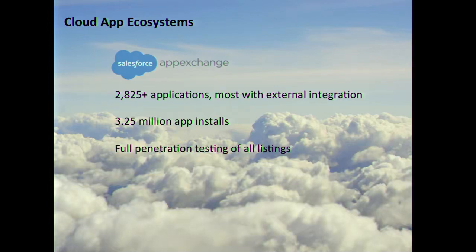That's the team that I work with to secure. And we have about 3,000 applications. I haven't pulled the numbers recently, but when I wrote these slides, it was just over 2,800, so I'm guessing we're close to 3,000 now. Most of them do integrate with external systems, just like consumer app marketplaces. We've had 3.25 million app installs, probably close to 3.5 million now, so the apps are widely used. They're hitting a lot of customers.